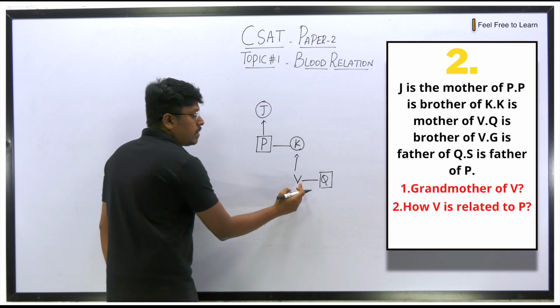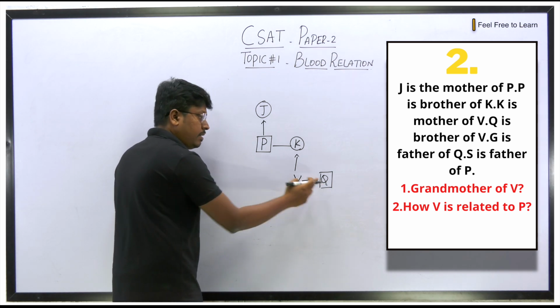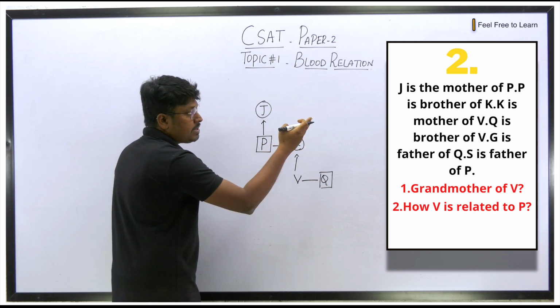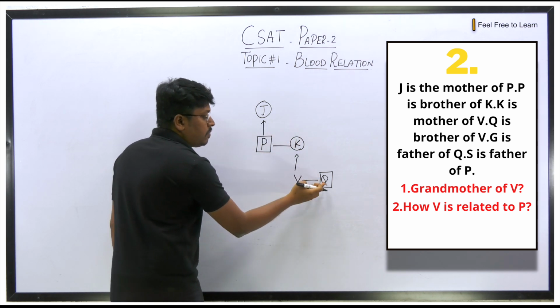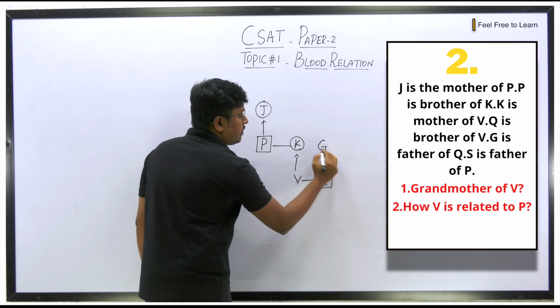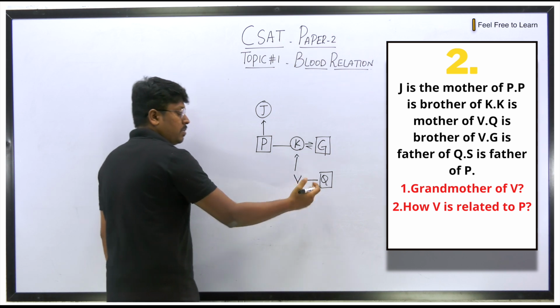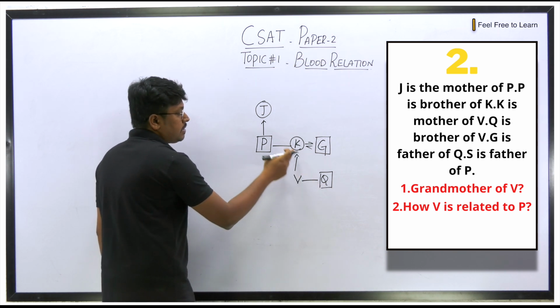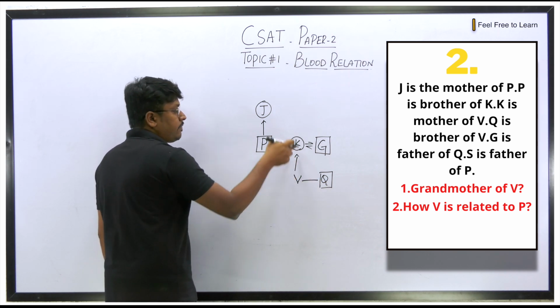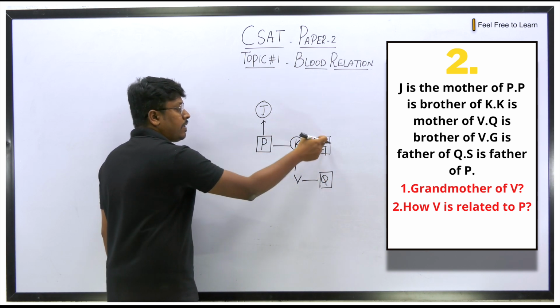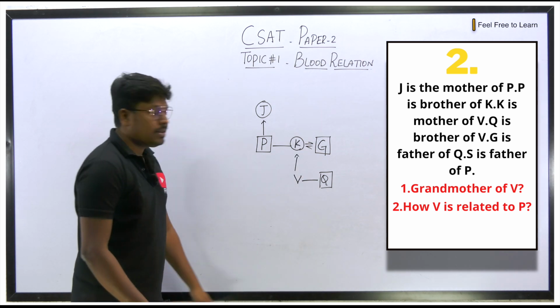We already know that V is calling Q a brother and V's mother is K. Now according to the point, G is father of Q. If Q's father is G, then definitely they both should be a married couple. Only then can we say that for their children, V's father will be G and V's mother will be K. Similarly, Q's father is G and Q's mother is K.